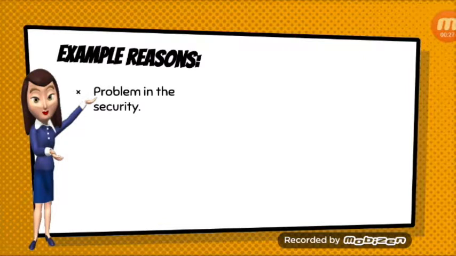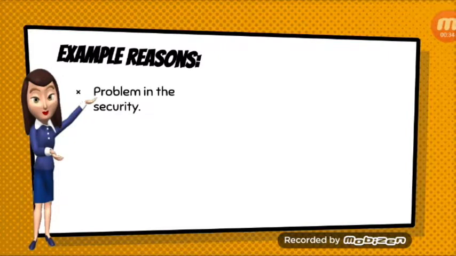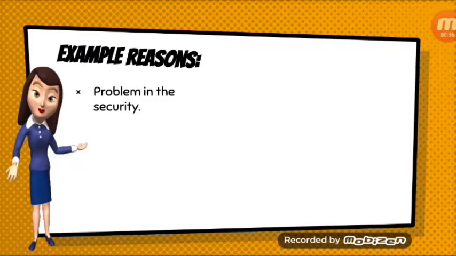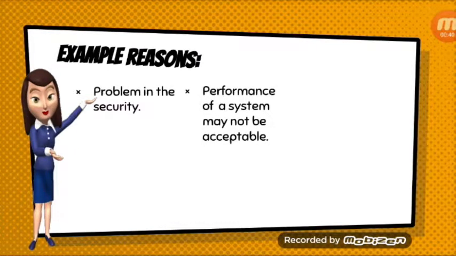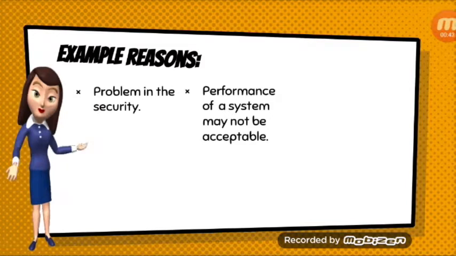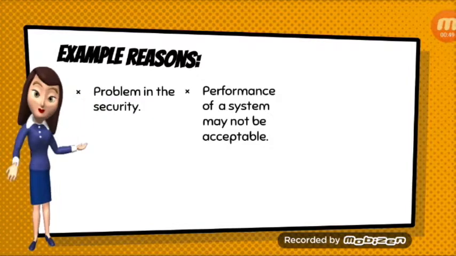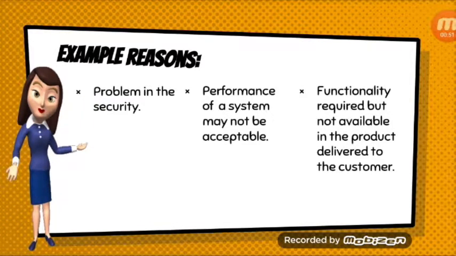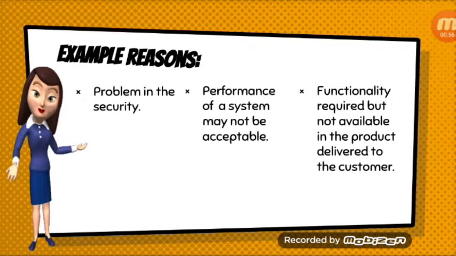First, problem and security. Security may be a problem as the system may be open to external attacks. They may be loss of data, hacking, or any other problem in the system which make it vulnerable. Second is performance of the system may not be acceptable. The system does not perform as per expectation of the customer and may result in rejection of the system. And lastly, functionality required but not available in the product delivered to the customer.